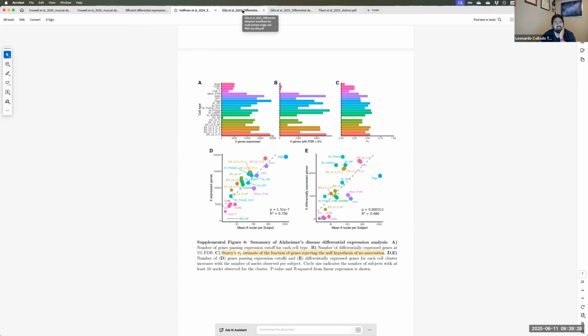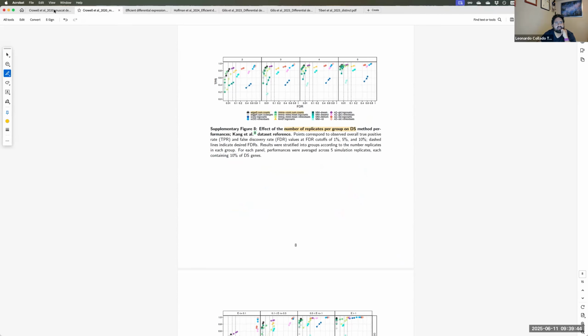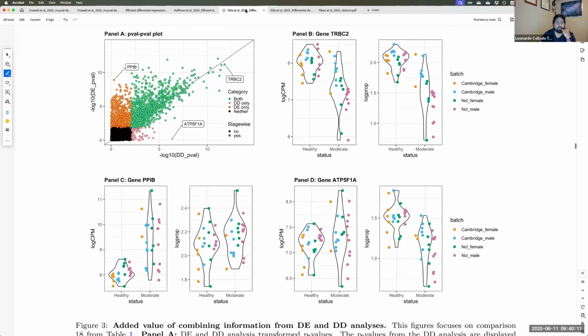So if you have batches, the point here is that you probably want to be using Dreamlet. Dreamlet is going to be using the voom framework, and maybe there's a bit of a disconnect. The muscat paper shows that for low sample sizes you want to use edgeR instead of limma-voom. So that might put you in a tough situation if you have batches and a low sample size, and you might have to decide whether you want to adjust for batches more than you want the advantages of edgeR at low sample sizes. So that's a bit tricky there.